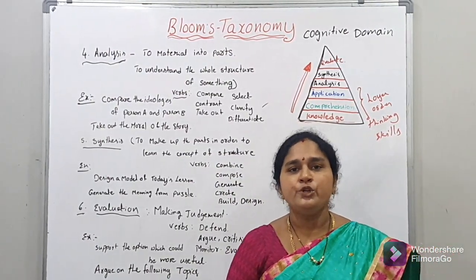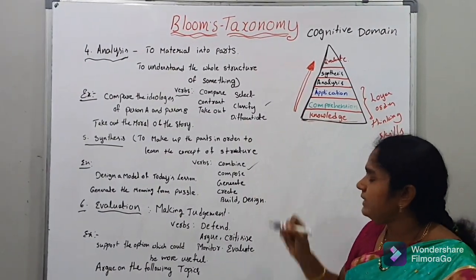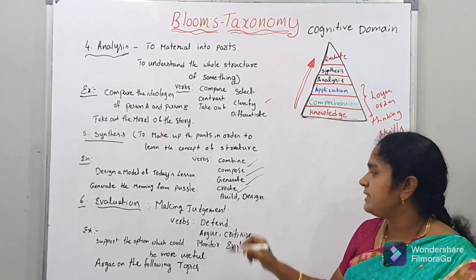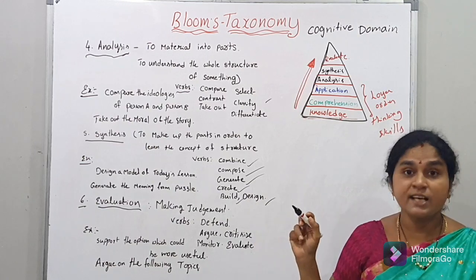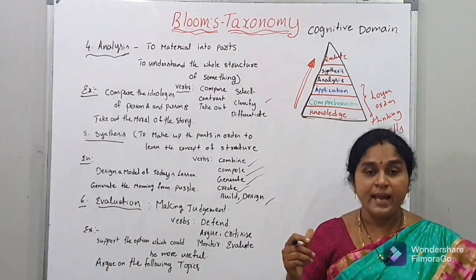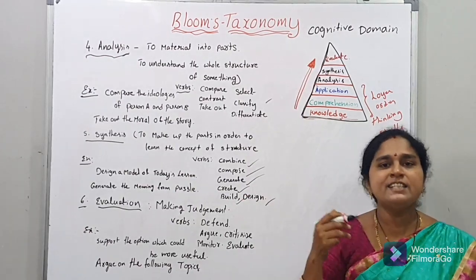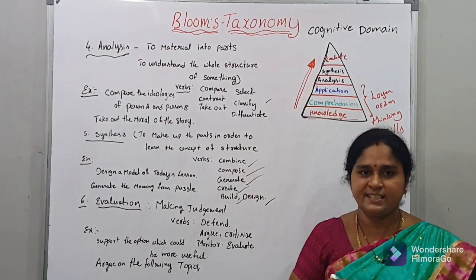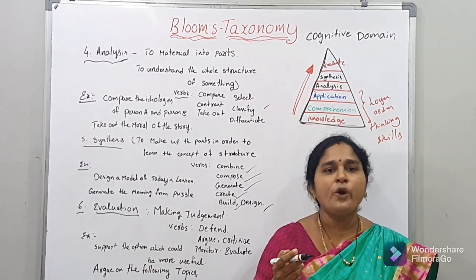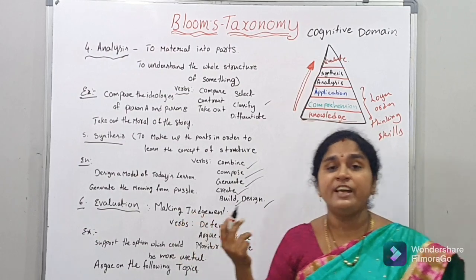Here we are using the verbs combine, compose, generate, create, build, design. These are very difficult. Design, build, create, compose, combine. These types of verbs we use in synthesis. For example, design a model of today's lesson. That is very famous in every classroom.